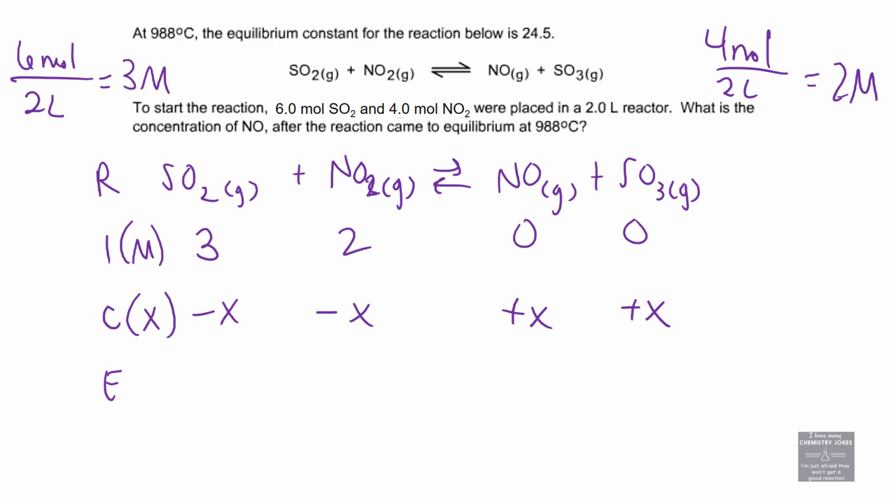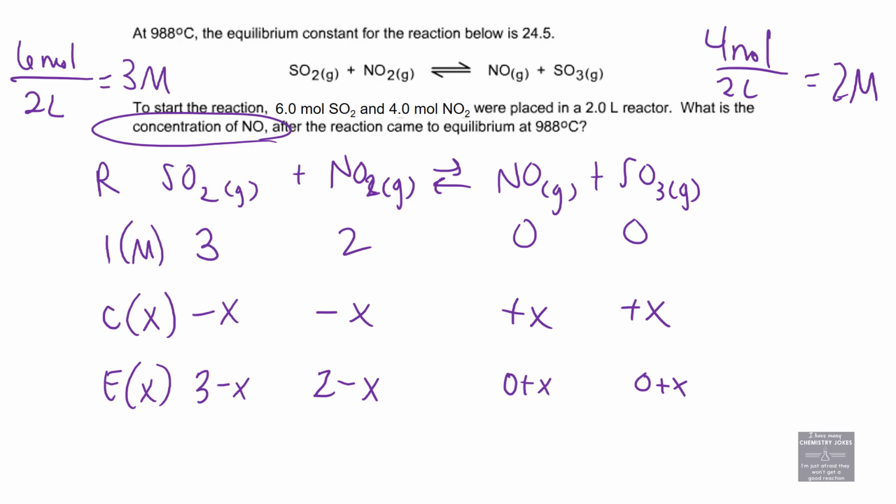So if you wanted to write it in terms of x, an equilibrium row, which I often don't, but it might help some of you to do that, it would look like this. And then what? We're trying to find the concentration of NO at equilibrium. So we're actually trying to find that value right there. Well, that means we're going to need to solve for x. We know the Kc value of the reaction up there at the top.